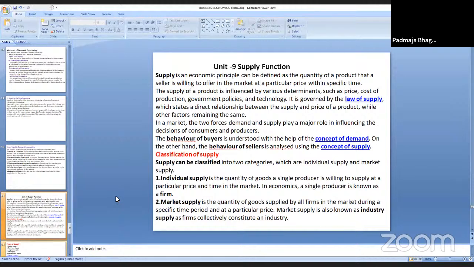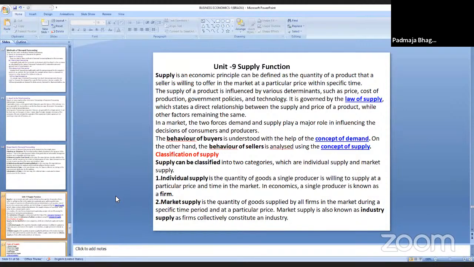So it is defined as the quantity of a product, whatever quantity of the product we have, that the seller is willing to offer in the market for a particular price. Suppose your price is 100 rupees. The supplier will not sell that product for 50 rupees. So it is at a specific price at a specific time.